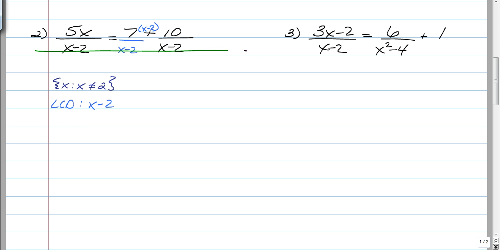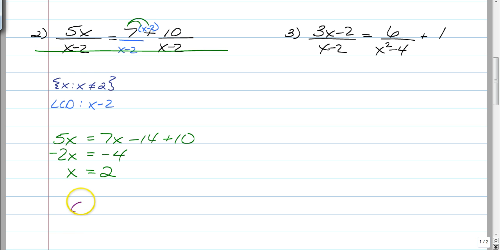And here goes that step where we have common denominators. We can get rid of the denominators and just solve the equation. 5x is equal to 7x minus 14 plus 10, by distributing that 7 into there. And combine our like terms and solve. So we get negative 2x is equal to negative 4. So x is equal to 2. Now we just check with our domain. Our domain says that x is not allowed to be 2. We have no other solutions. So our final answer is no solution, with an extraneous solution of 2.